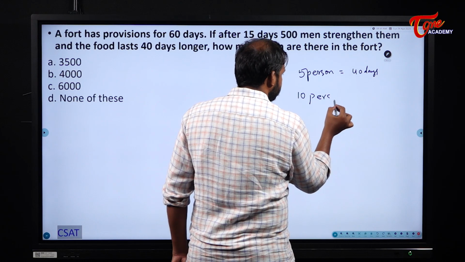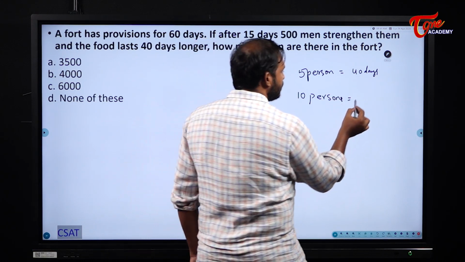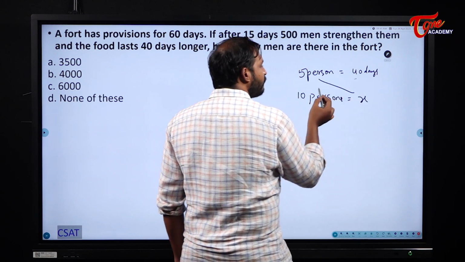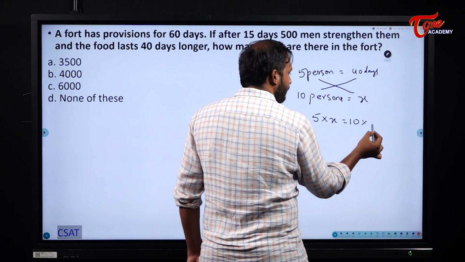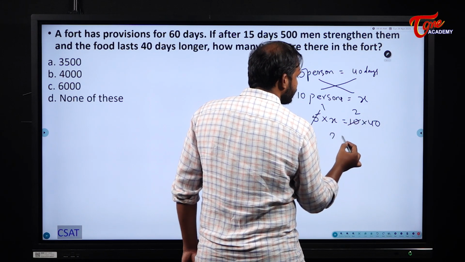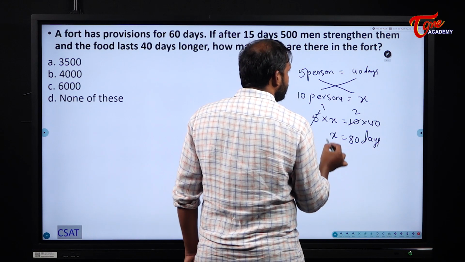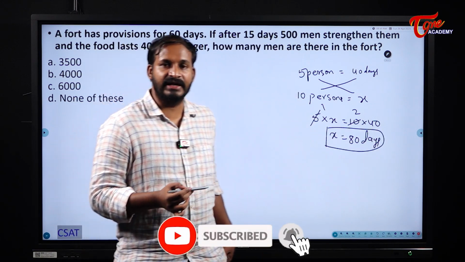Now for 10 persons, that food will last for how many days? Assume it is x days. Now cross multiply it, what will you get? 5 into x is equal to 10 into 40. 5 ones are 5, 5 twos are 10, so x is equal to 80 days. If there are 5 persons, the food will last for 40 days. Now if the strength is increased to 10, then the food will last for 80 days.